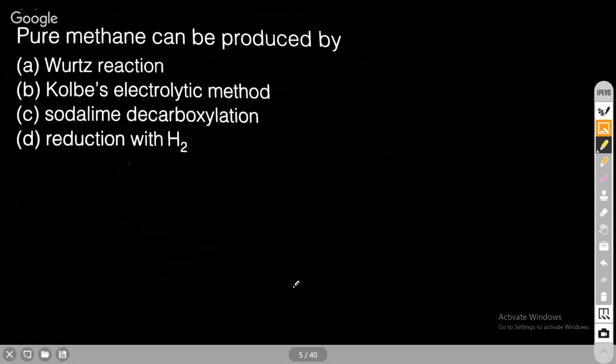Soda lime decarboxylation. Okay, option C is correct. Now one more question I may ask you in this one: in which of these methods will we get a higher alkane? Can you tell me that?